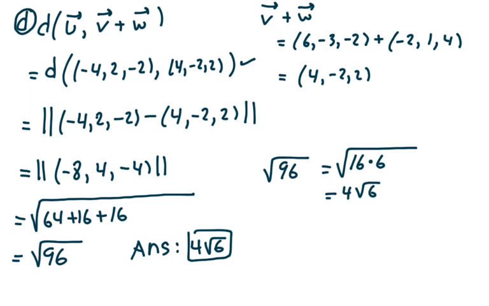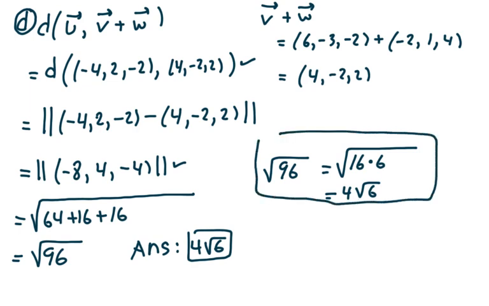which is the norm of the vector negative 8, 4, negative 4, which is equal to the square root of 64 plus 16 plus 16. And that's equal to the square root of 96. And the square root of 96 simplifies down to 4 times the square root of 6. And so the correct answer for D is 4 times the square root of 6. So remember, D of U, V plus W is equal to the norm of the difference between U and V plus W. And that's basically what I did here to get to this line.